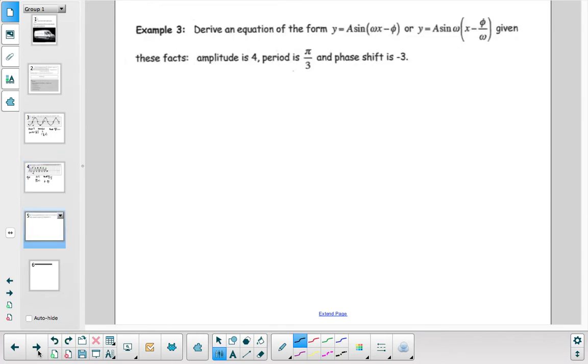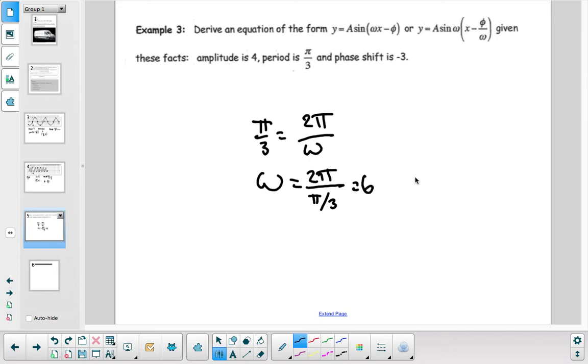All right, derive an equation with sine where we have an amplitude of 4, period of pi over 3, phase shift of -3. All right, so we can just piece this together, but since our period is pi over 3 is equal to 2 pi over omega. If we divide by pi over 3 multiplied by omega, we get that it's 2 pi divided by pi over 3, which you can flip and multiply this. The pi's cancel. Omega should be 6.